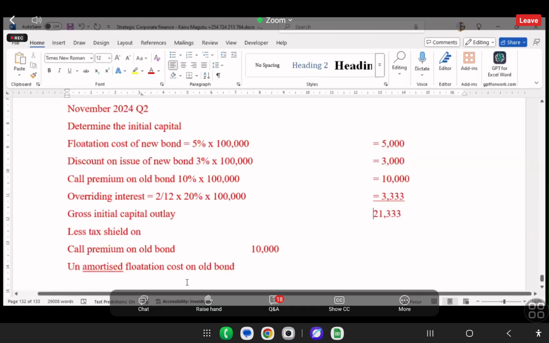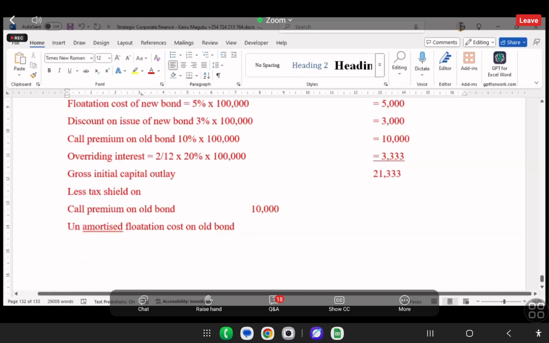So the call premium on the old bond will be allowed. Then we have an unamortized flotation cost on the old bond. Let's go back to the question. We see whether there is any flotation cost that had not been amortized. Let's look at the old bond. Back to the question.